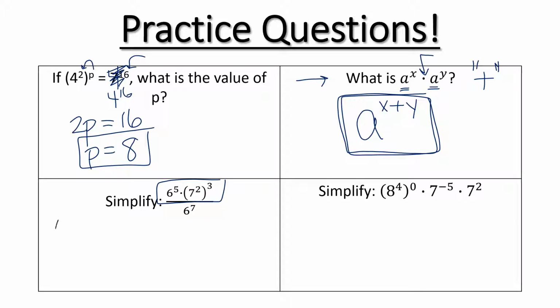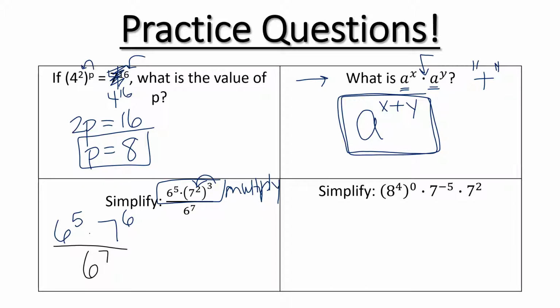And when I look at the top, I can't do anything with the 6 to the 5th, but I can distribute this 3, and I can make this 7 to the 6th, because when I distribute, that's like multiplication. So I multiply our powers. And then on the bottom, I have 6 to the 7th. So I've kind of taken care of those parentheses in the numerator.